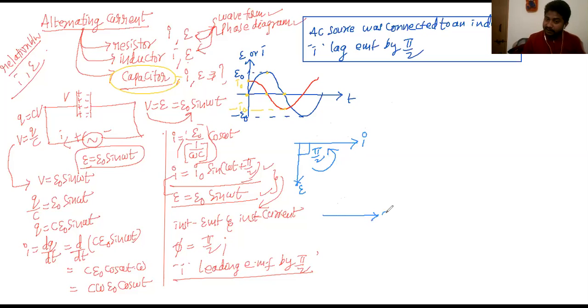If this is the EMF, then in the anti-clockwise direction by an angle pi by 2, you can see there is a current. That's it. That's called current is leading. Current is leading the EMF by pi by 2, whereas in an inductor, current is lagging the EMF by pi by 2. I hope there's no confusion at all for you till now. Now, let's see one more important area.